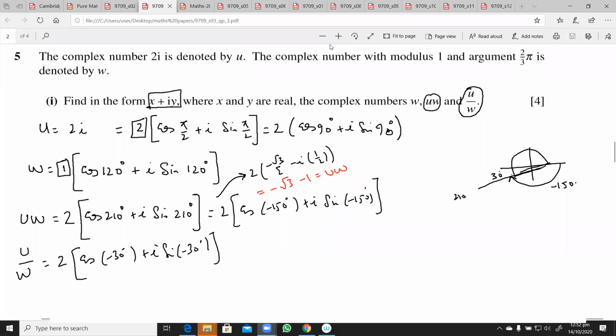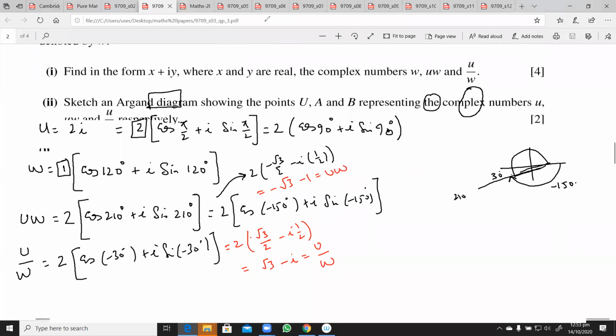And this u by w is 2 into root 3 over 2, and this is minus i into 1 over 2. So this u by w is root 3 minus i. Guys, you must have questions. Please ask me if there is any question. If you don't have any question, I have to proceed then. Okay, I'm moving on to the second part.